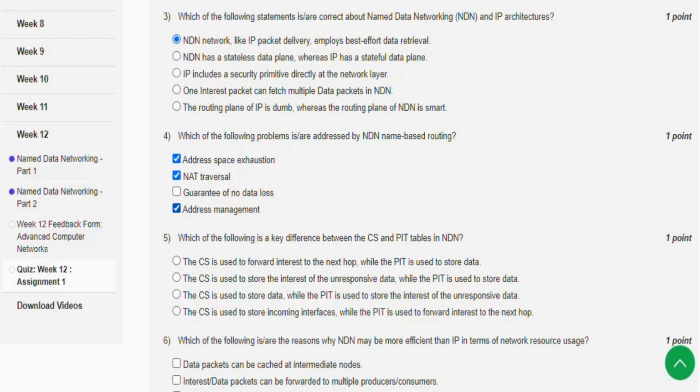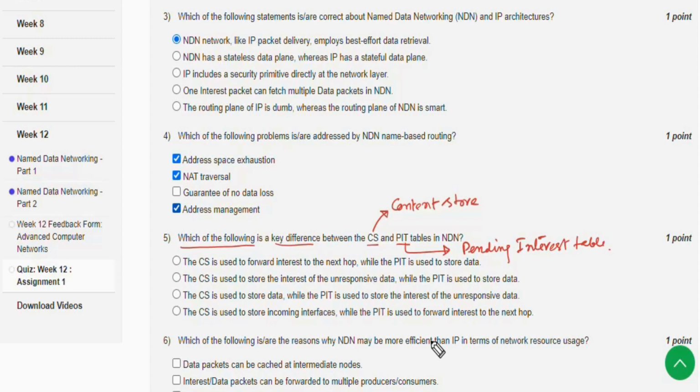Now question number 5: which of the following is a key difference between CS and PIT tables in NDN? Okay. CS means content store, and PIT means pending interest table.